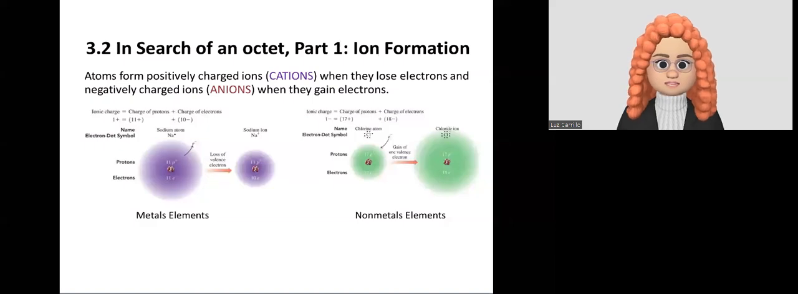In this video, we are going to talk about the concepts of section 3.2, which is titled In Search of an Octet, Ion Formation. So in the previous video, we learned that ionic compounds are going to be formed by two charged species. Positively charged ions are known as cations, and negatively charged ions are known as anions.